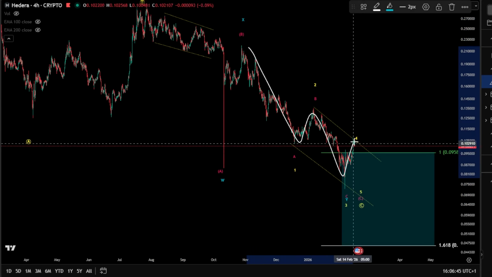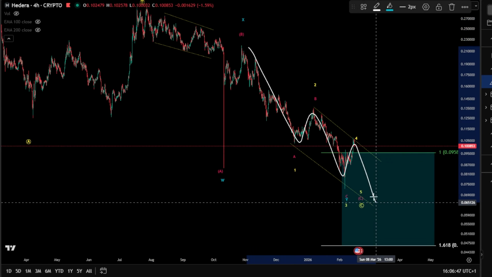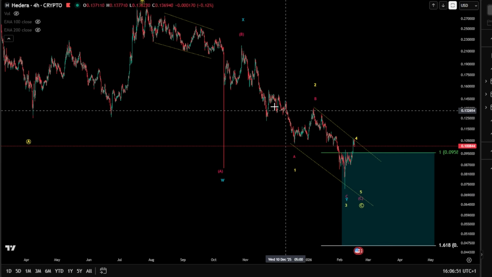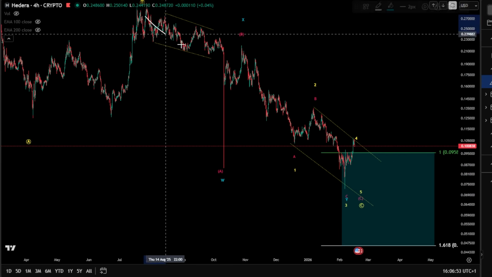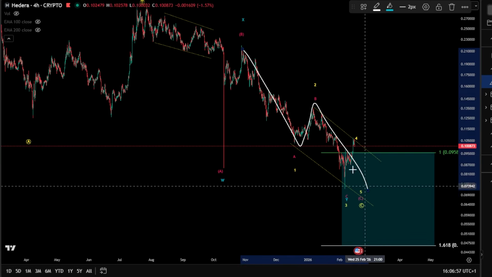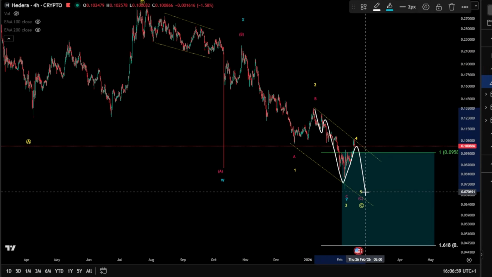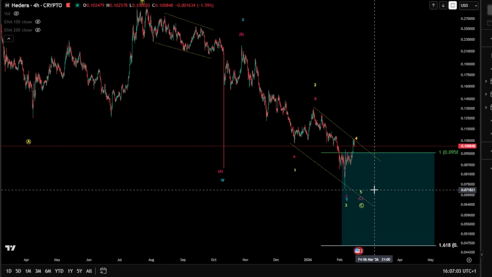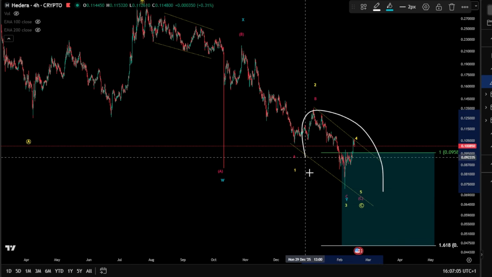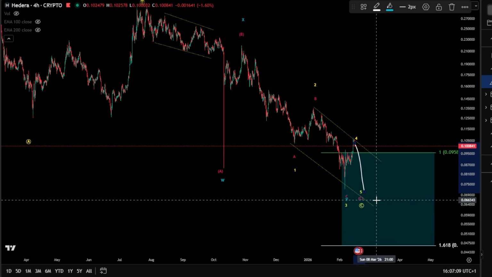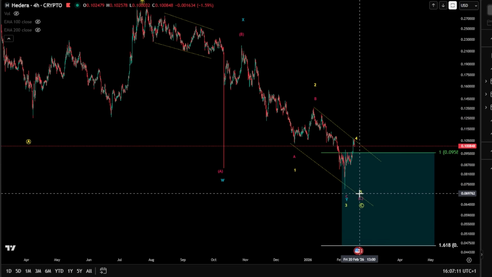The wave C, 1, 2, 3, 4, and a 5. Still looking for one more low. Very likely the highest possibility is there. And another possibility can be the W, X, and a wave Y. The wave Y is an A, B, and a C. The wave C is 1, 2, 3, 4, and a 5. And then, of course, one more low. So both of them are in confluence with one more move or one more low for HBAR as well to hit over there.